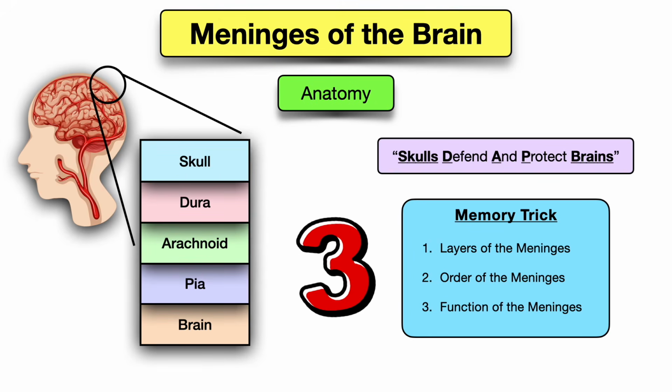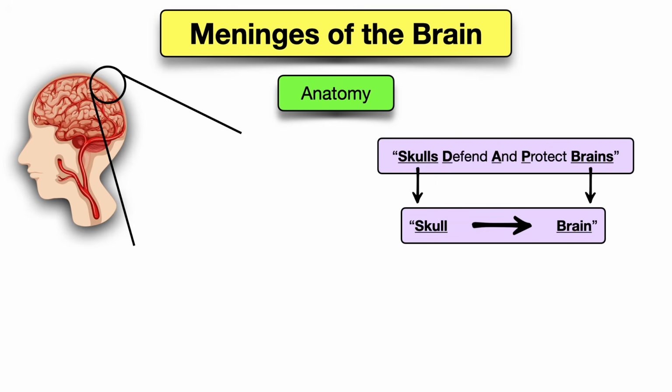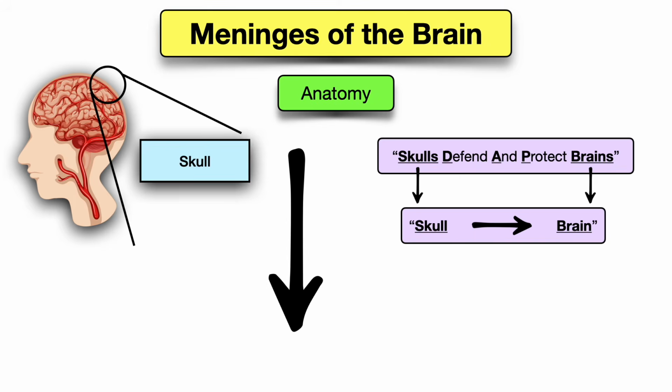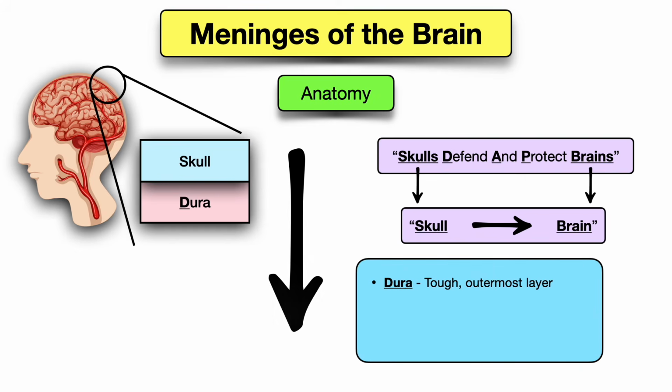Let's break it down. This mnemonic is perfect because it tells us to start at the skull and end at the brain. So starting with the word skull in the mnemonic, this will tell us to start at the skull. Then we're going to move inward. The D for defend in the mnemonic will help us remember the D for dura mater. The dura mater is the outermost meningeal layer. It's tough and it adheres closely beneath the skull.